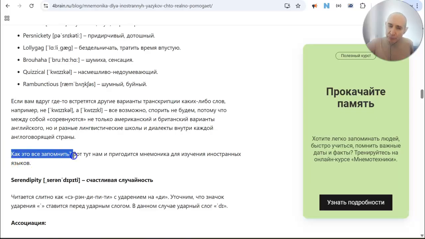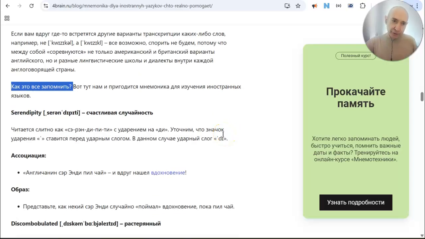Как все это запомнить? How to remember all that? So basically it's really interesting because right now they're going to give us the examples of how to create mnemonics for our learning languages. Obviously, if you're an English speaker, you won't need those particular words, but out of their examples, you can just find out how to use it for any kind of words.